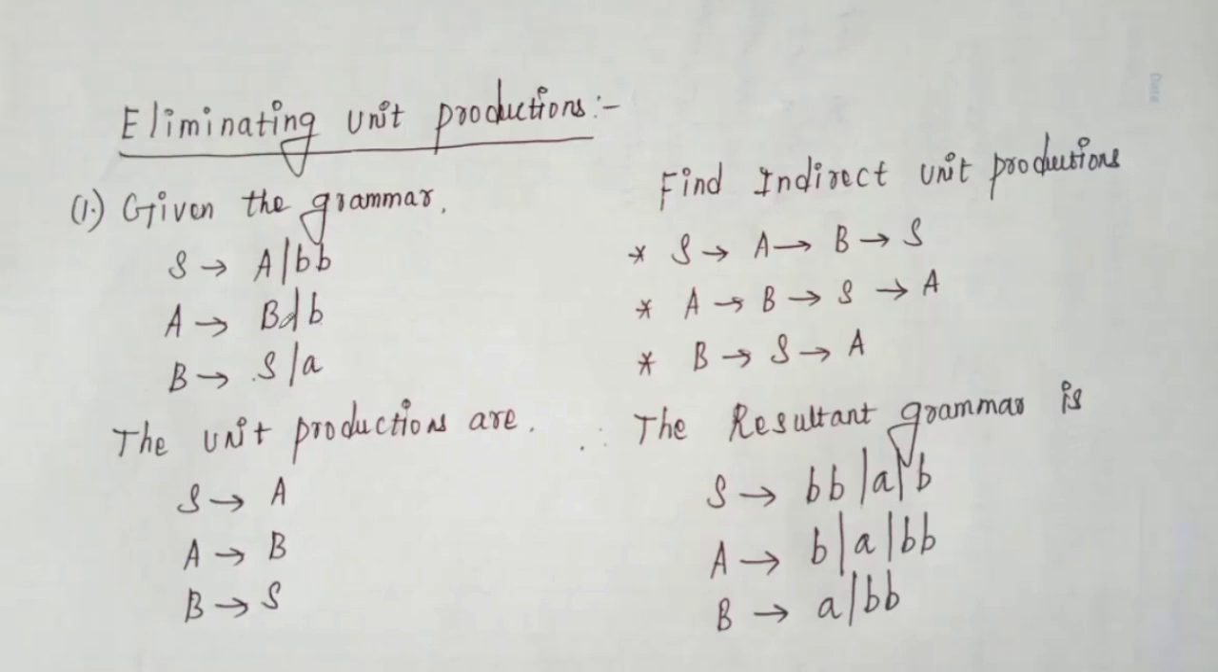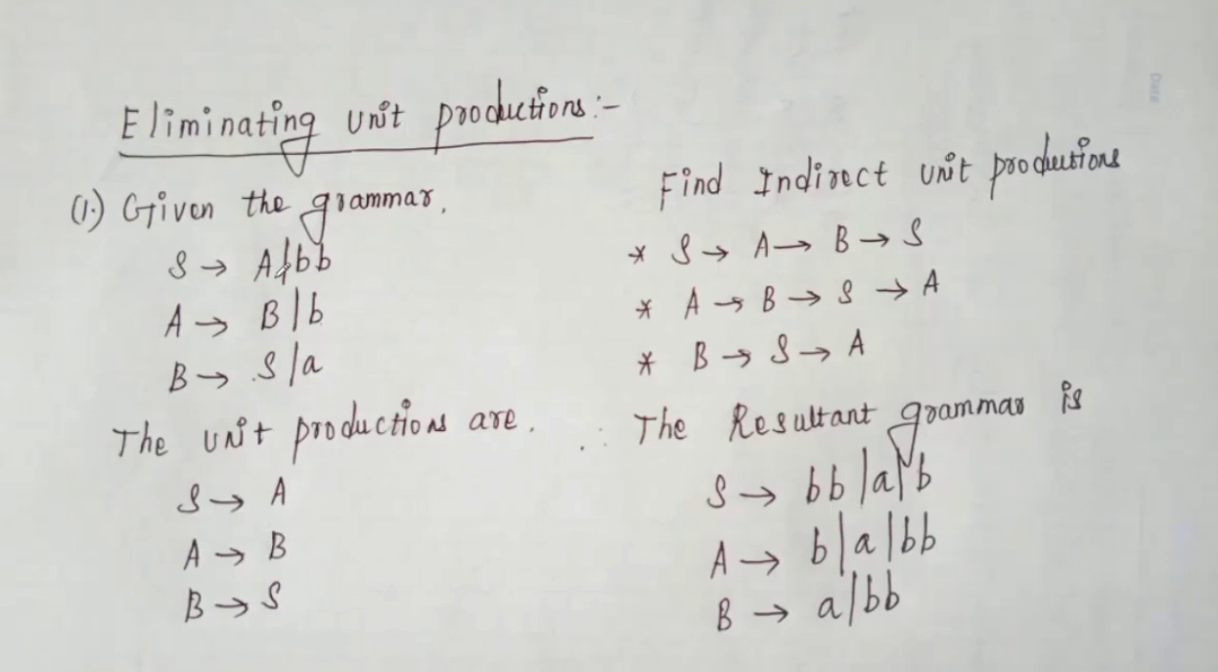In the given productions, if a single non-terminal symbol appears on the right hand side, it is considered a unit production. In these productions, S tends to capital A, A tends to capital B, B tends to capital S are the unit productions. To find indirect unit productions: a unit production can also occur indirectly, meaning that a non-terminal can derive another non-terminal through a sequence of unit productions.